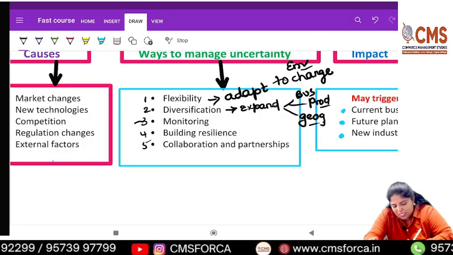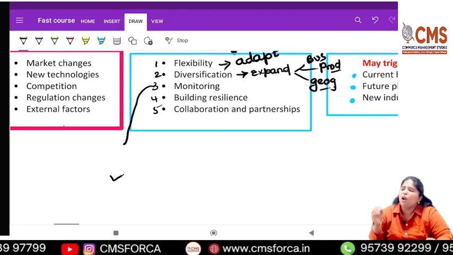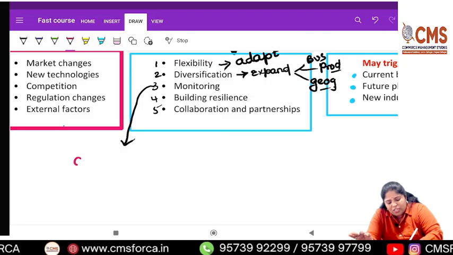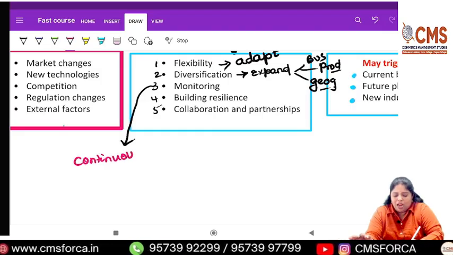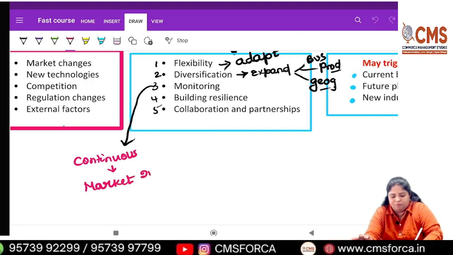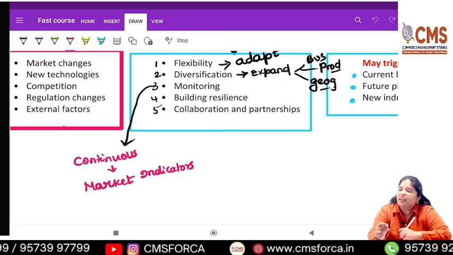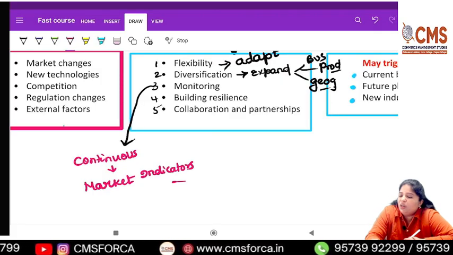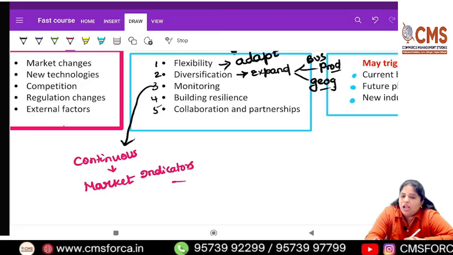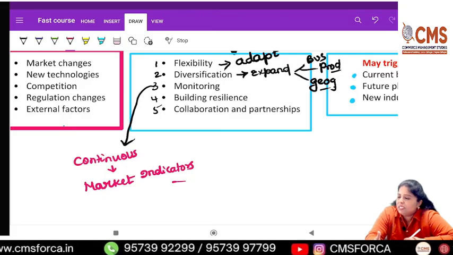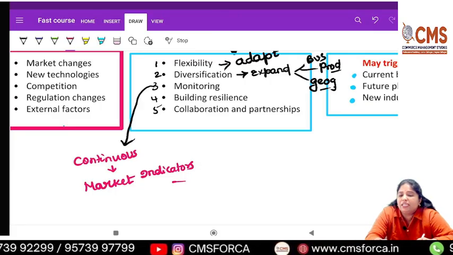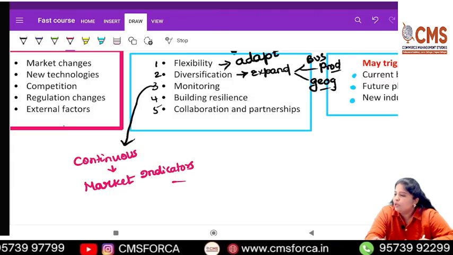Next one comes as monitoring. Now, what you need to monitor stands very important here. Monitoring always has to be continuous. And what we monitor here is market indicators. How is the market growing? What is the growth rate in the market? How is the market performing? And what is the pulse of the customers in the market? So you have to track the market indicators, and such market indicators have to be continuously monitored.